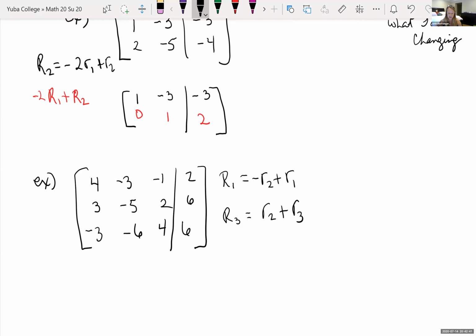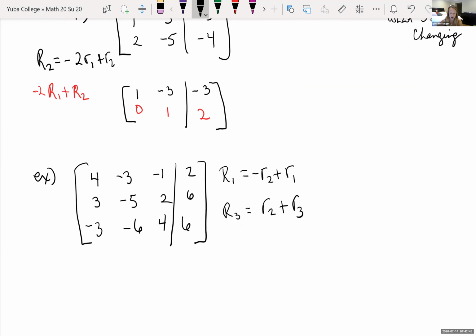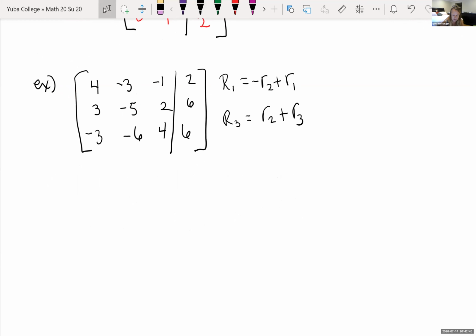And so let's go back in here and copy down what row 2 is, because we're not changing it, we're just using it. So we have 3, -5, 2, and 6. Okay, so the matrix is going to help us keep it in order. So we're taking the negative of row 2, and then summing it to row 1. So -3 plus 4 is 1.